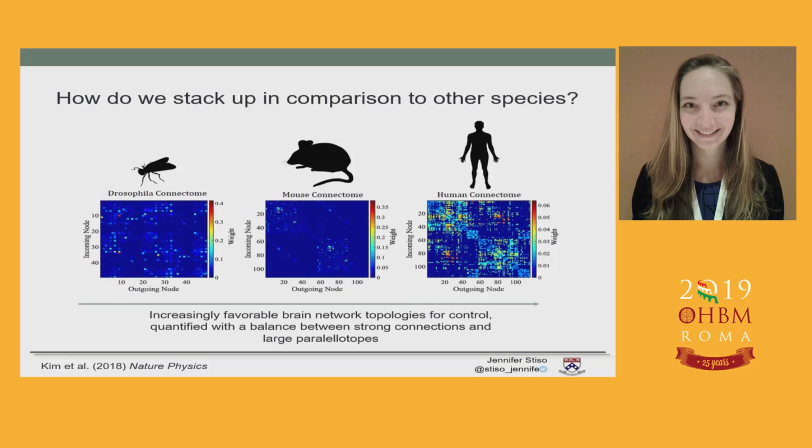So how does this parallelotope size stack up, once again, across evolutionary scales? And what we find is that the sizes of these parallelotopes, relative to the strength of the network, is optimized as you go through evolutionary scales. So it's most optimized in humans, followed by mice, and then followed by Drosophila.